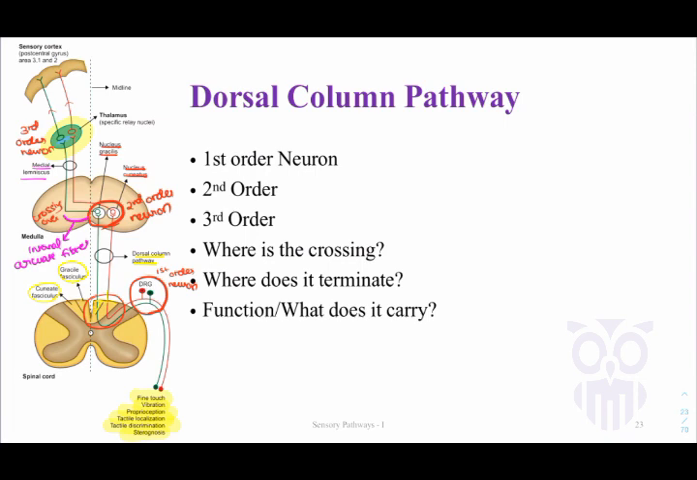Okay, so what is the first order neuron? Dorsal root ganglion. What is the second order? Look, without looking at the picture. Second order, yes, nucleus gracilis and nucleus cuneatus. I gave you a clue how to remember: cuneatus, eat means you eat with the upper limb. What is the third order neuron? Yes, it's in the thalamus.